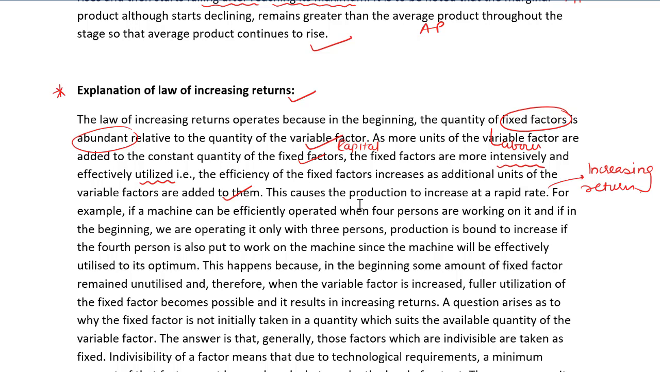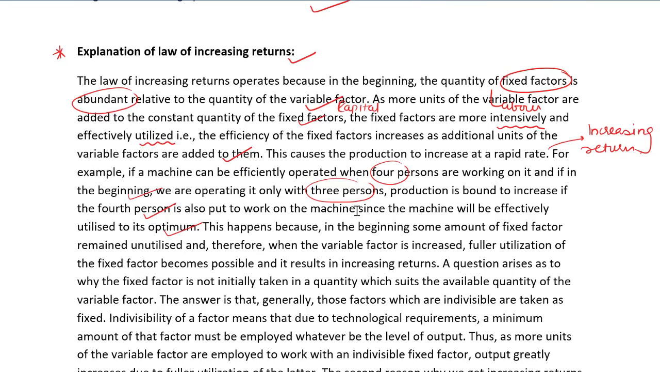An example is given over here. A machine can be effectively operated when four persons are working on it, and in the beginning only three persons are working on it. That means there is scope for one more person to work on that machine, and that will give an optimum combination. So production is bound to increase if a fourth person is added to work on the machine, since the machine will be effectively utilized to the optimum or maximum.